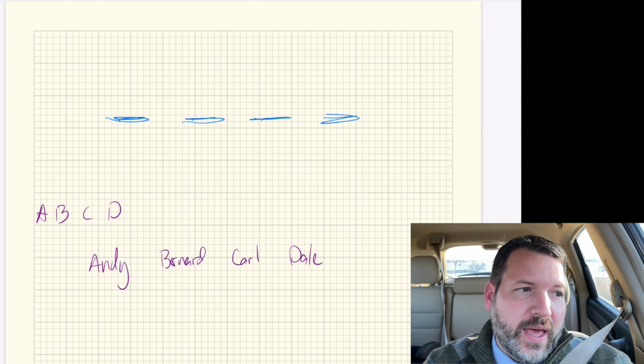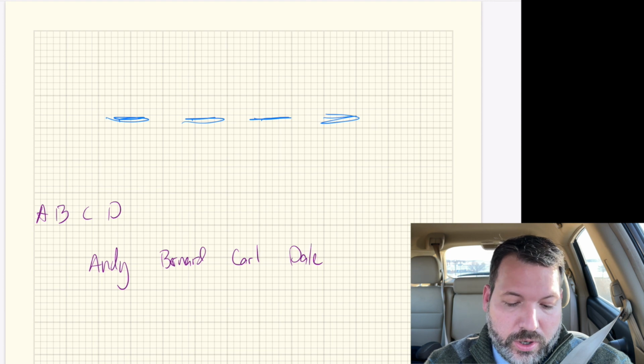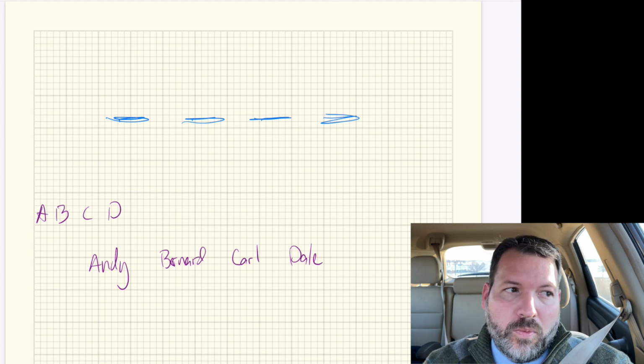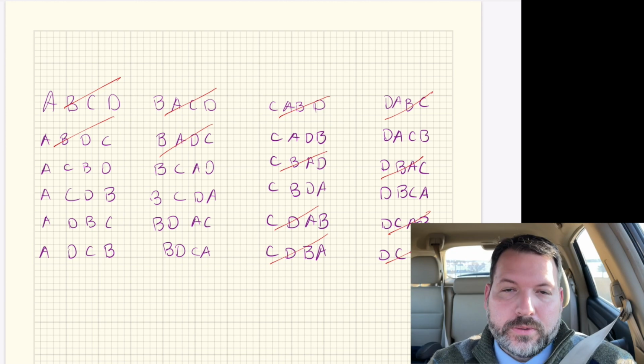And let's just say that Andy and Bernard have a problem with each other. Andy and Bernard do not want to be next to each other. One thing we could do here is we could literally just list out every single one of the 24 possibilities for how they could stand, and then cross off all the ones where Andy and Bernard are next to each other.